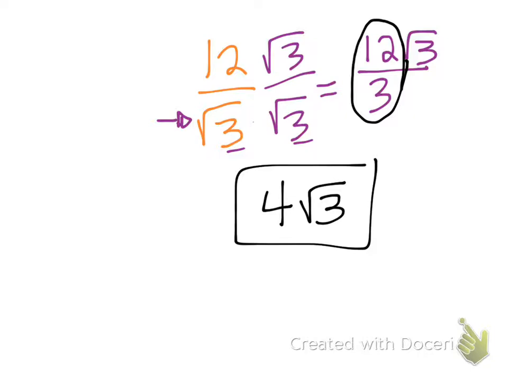Okay, we're just going to do one more. We'll just do number 14, and then we'll move on to the Pythagorean theorem stuff. So we have square root of 5 over square root of 4.